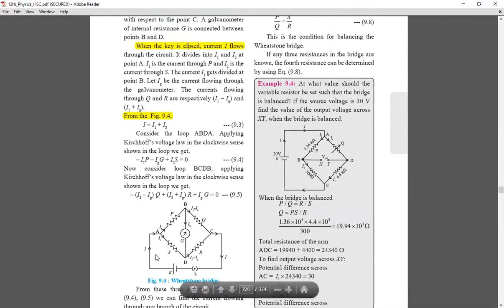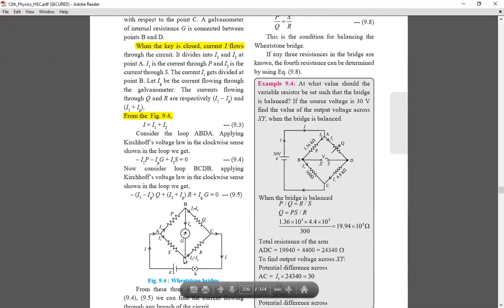When the key is closed, current I flows and comes to point A. As point A is a junction, the current I splits into two parts, I1 and I2. Current I1 flows through resistance P, and I2 flows through resistance S. Then at point B, which is a junction, I1 again splits. Here it is assumed in the derivation that current I1 is greater than I2.